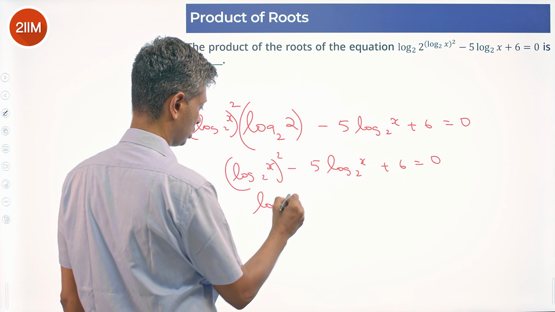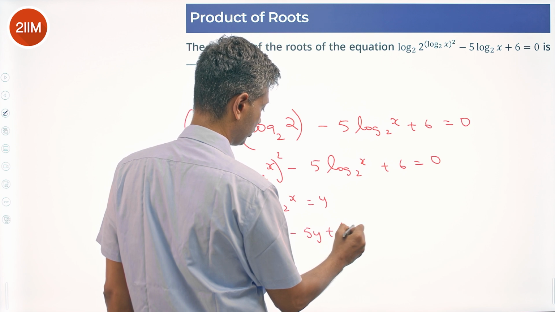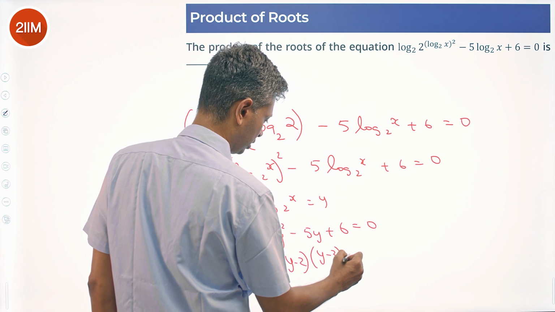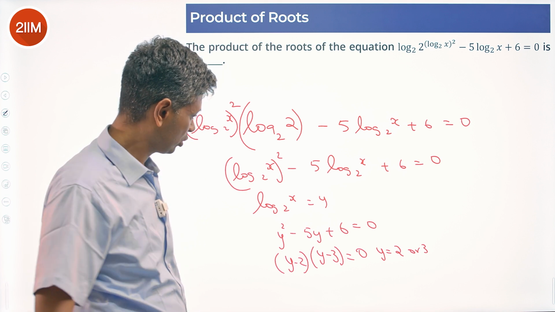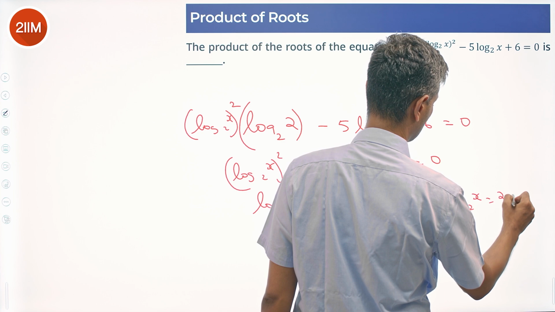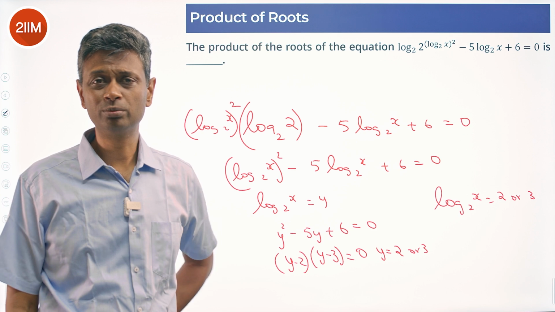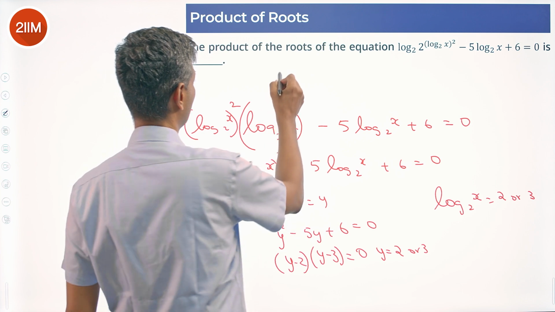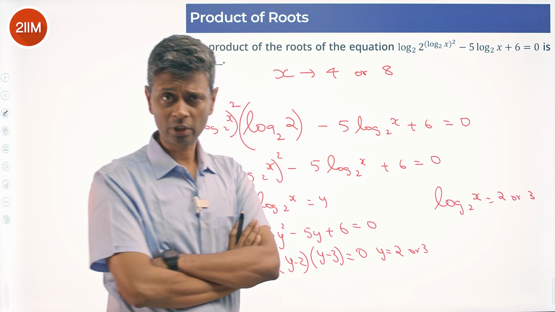Say log x to the base 2 is equal to y, y square minus 5y plus 6 equal to 0. So it's quite simply y minus 2 into y minus 3 is equal to 0. y is 2 or 3. y is log x to the base 2. So log x to the base 2 is 2 or 3. Or x is 2 power 2 or 2 cube. 2 square is 4. 2 cube is 8, or x could be 4 or 8. 4 will work and 8 will work.